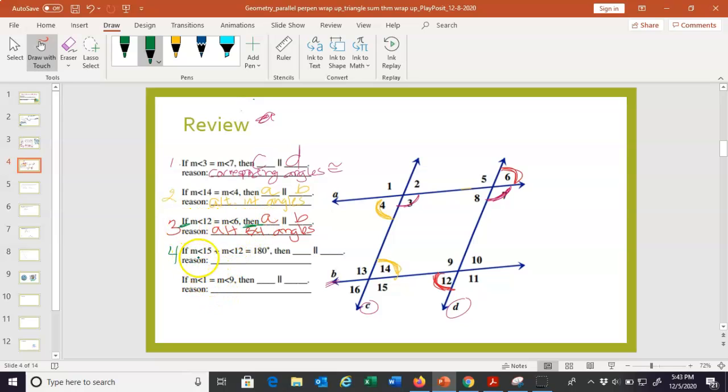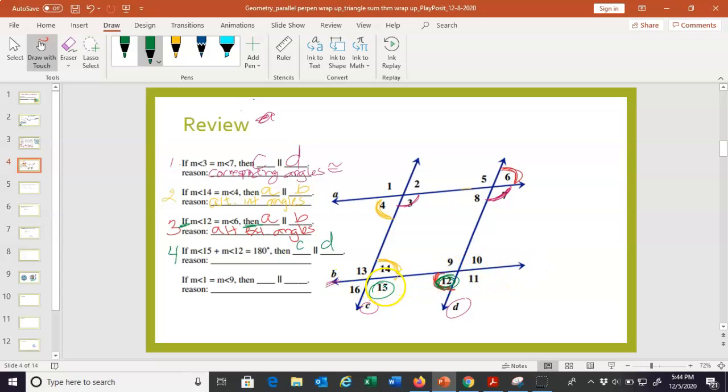So let's look at number 4. This time we're going to look at supplementary. So if angle 15 plus angle 12 equals 180, then what? All right, let's take a look at where these angles live. They do not live anywhere on line A. Nowhere. So we're looking at C and D. 15 is on line C, 12 is on line D. So C and D are parallel, and B happens to be the transversal in this scenario.